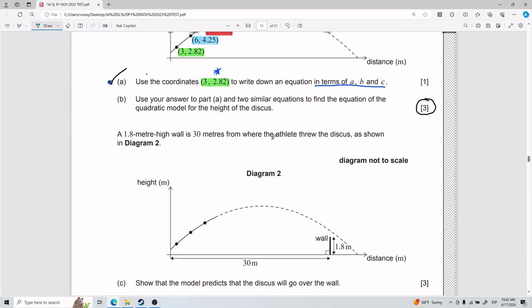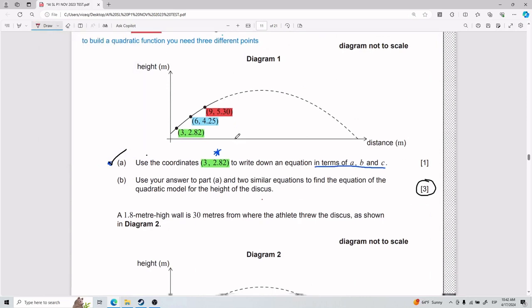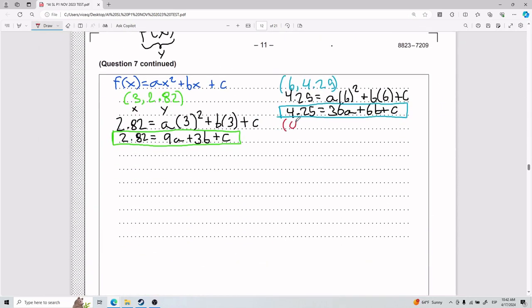And last but not least, we have the red point. The red point is (9, 5.30). So if you plug that in, you're going to end up with 5.30 equals a times 9 squared plus b times 9 plus c. You do a little bit of quick maths, and you're going to find that 9 squared is 81. So 81a plus 9b plus c.